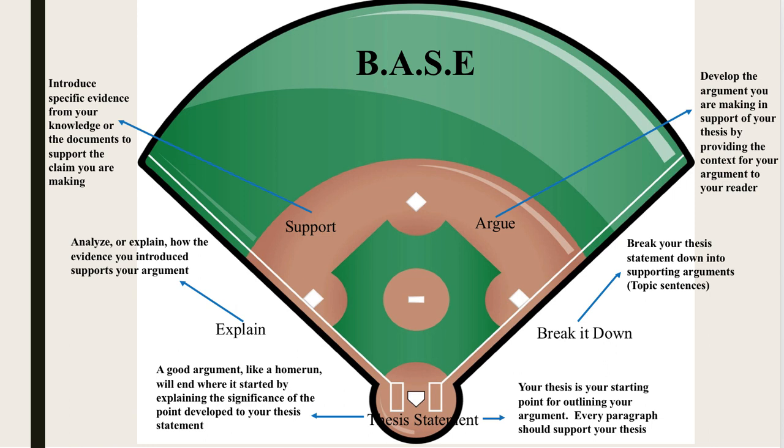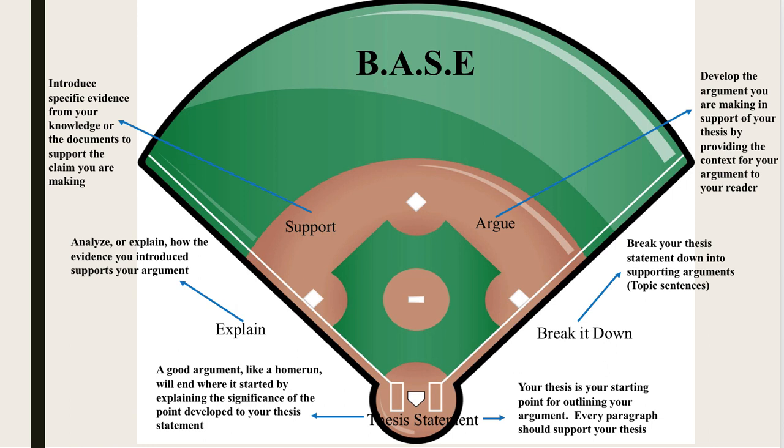So if you're playing a game of baseball and you hit a home run, you want to get around all the bases, starting at home and ending at home, which is your thesis statement. So your thesis is your starting point for outlining your argument. Every paragraph is going to support your thesis. You're going to break down your thesis statement into supporting arguments. So every topic sentence of your argument paragraphs, not the contextualization paragraph, but your argument paragraphs, is going to start with breaking down your thesis statement.